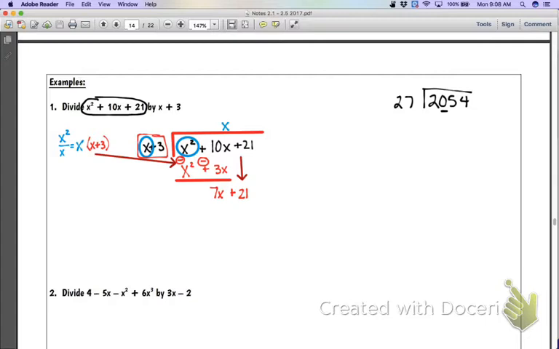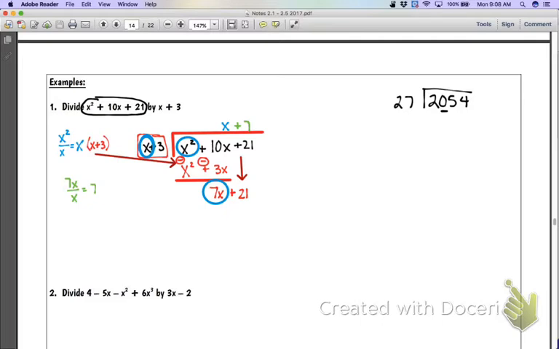Now, I have a new lead value. I'm going to take 7x and divide it by x again. So in doing that, I'm going to take 7x divided by x. What's 7x divided by x? Just 7. That 7 is a constant, so it's going to go above my constant on top of the box, or the house, or whatever you want to call it.